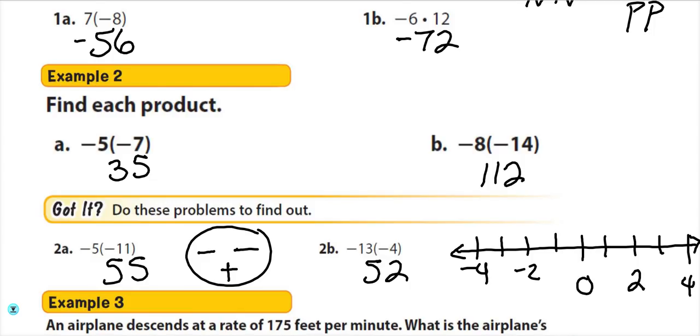Okay, so let's reverse it. Let's do -2. No, let's see, I just did that one. Let's do the opposite here. Let's do 2 times -2. Let's do it that way.